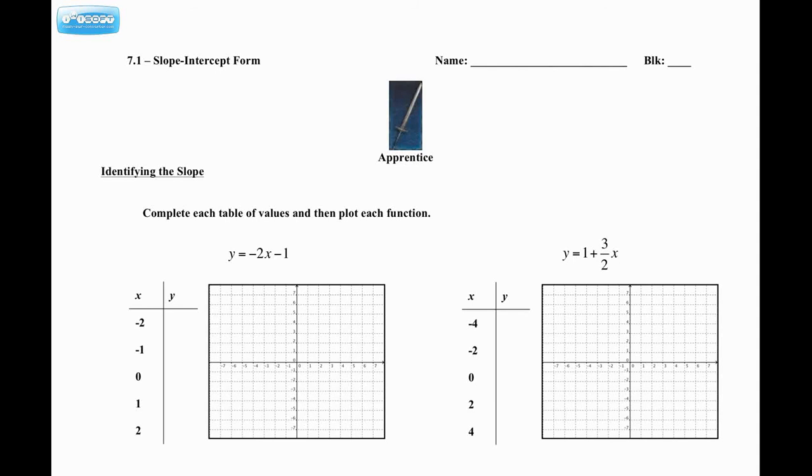Chapter 7, Section 1, Slope-Intercept Form, Apprentice level. Identifying the slope. So first we want to complete each table of values and then plot each function.